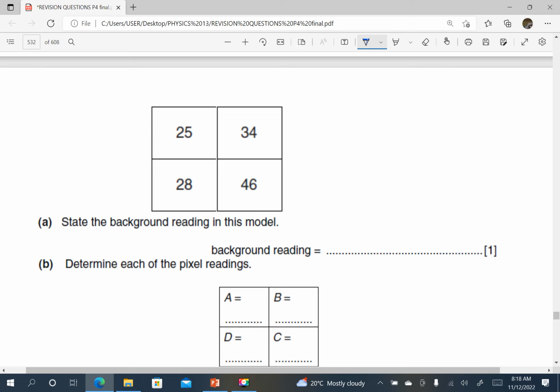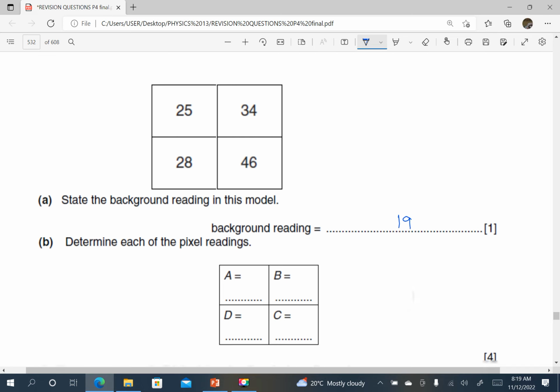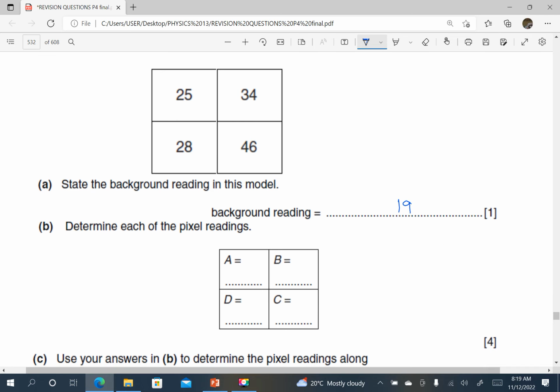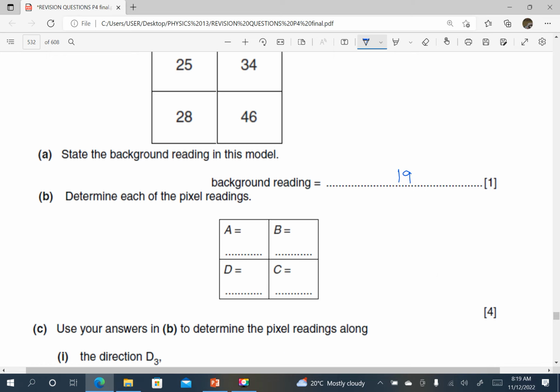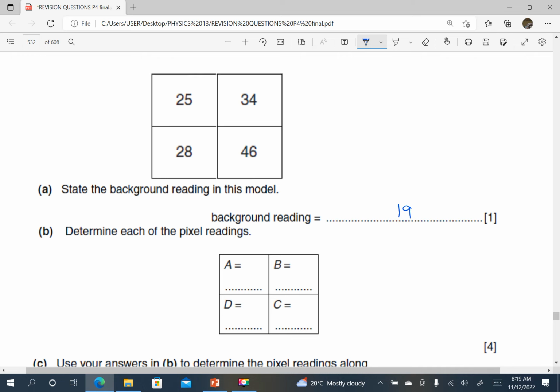Okay, state the background reading in this model. We have seen that the sum of the detector readings in any one direction was 19. And I say that this is the background intensity or the background reading. So the background reading is 19. Determine each of the pixel readings A, B, C, D. So remember, first of all, we subtract the background intensity. And after subtracting the background intensity, we take allowance of the fact that more than one view was taken. So I will redraw the same table above.